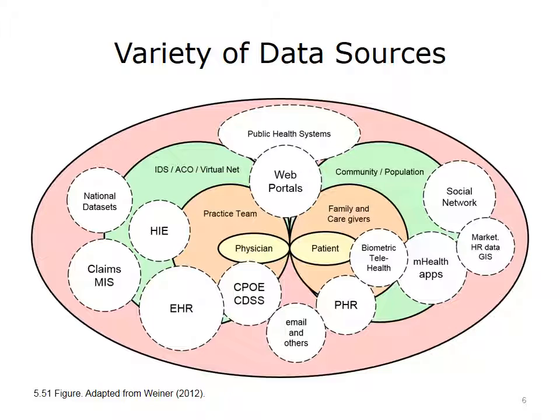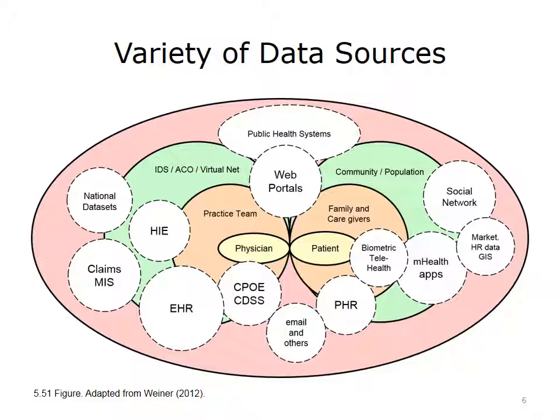Not only has the adoption of certain health IT systems increased over the last decade, but also the variety of growing data sources has expanded rapidly. This diagram shows physician and patient interaction and how each works within a larger context. The physician with his or her practice team, and eventually with the larger integrated delivery system, IDS, or accountable care organization, ACO, and the patient with his or her family and the larger community. In this larger context, a long list of data sources have emerged that can be useful for population health analytics.